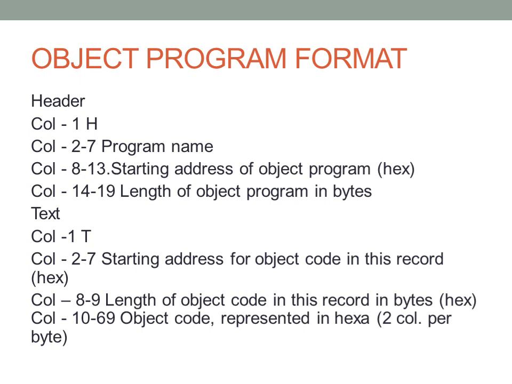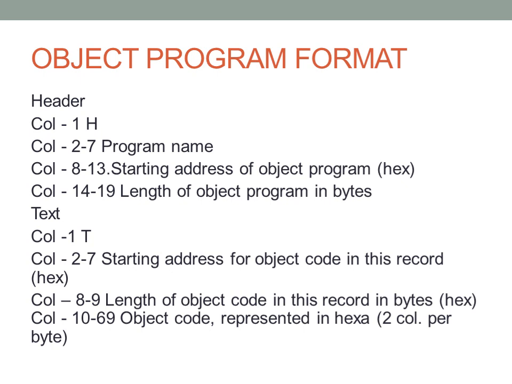Object program format. Here there are three contents: header, text and end. In header, column 1 should be the H tag, columns 2 to 7 should be the program name, and columns 8 to 13 should be the starting address of the object program in hexadecimal. Columns 14 to 19 should be the length of the program in bytes.